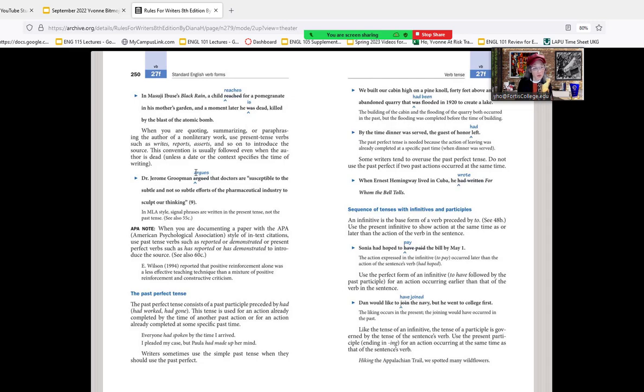The past perfect tense. So the past perfect tense is used when one past action happens before another past action, like I had brushed my teeth before I went to bed. The past perfect tense consists of a past participle preceded by had, like had worked, had gone. This tense is used for an action already completed by the time another past action is about to start. So everyone had spoken by the time I arrived. I pleaded my case, but Paula had made up her mind.